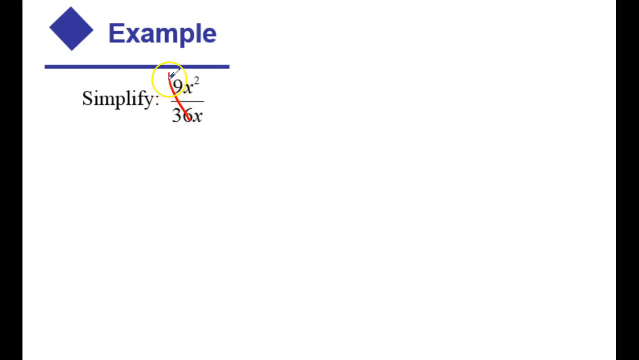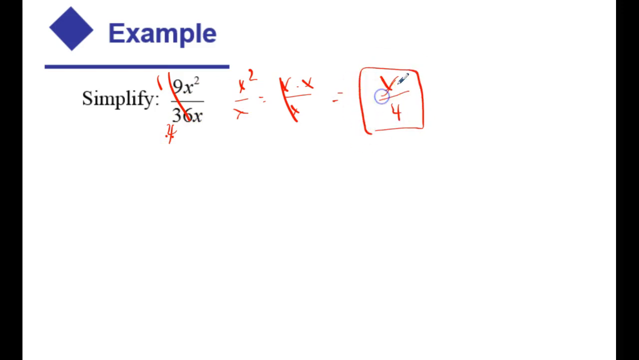So 9 goes into 9. 9 divided by 9 is 1. 36 divided by 9 is 4. And x squared divided by x, well, x squared literally means x times x. And if I divide by an x, I can cancel one of those x's, and I'm left with 1x. So I have a 4 in the denominator and an x in the numerator. I'm left with x divided by 4.